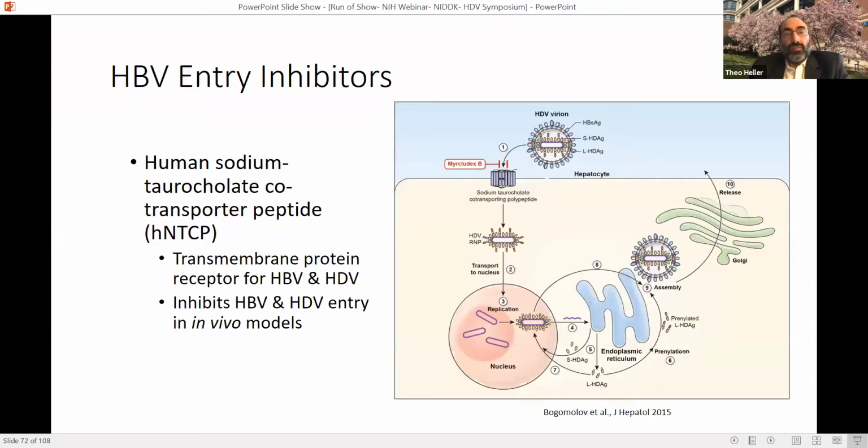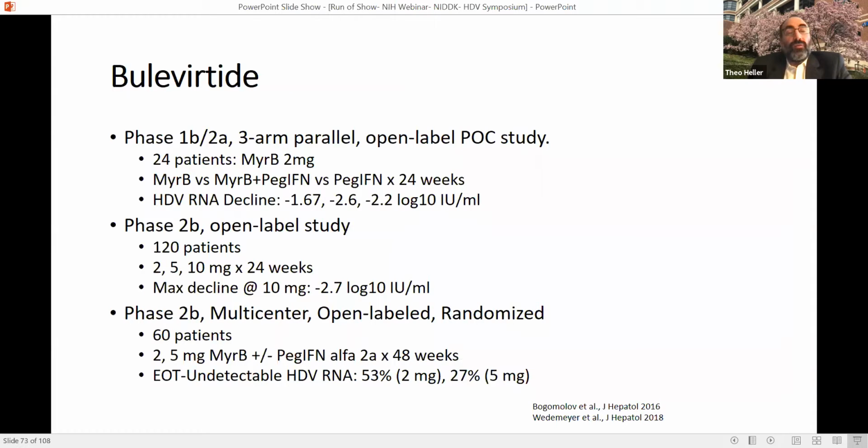What about entry inhibitors? This is a mimetic molecule that binds the receptor for hepatitis B and thus D, which prevents entry of the virus into cells. Next slide. It was originally known as Myrcludex B, and now it's known as bulevirtide.